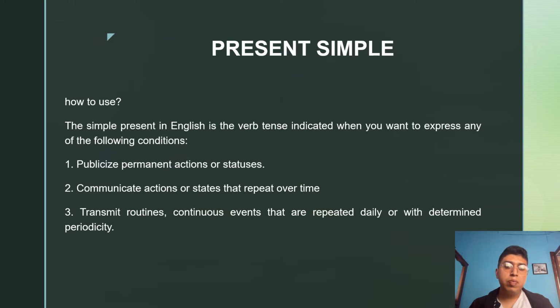The present simple, how do you say? The simple present in English is the verb tense used when you want to express any of the following conditions: publicize permanent action or status change, communicate action or state that repeat over time, transmit routines, continuous events that are replayed daily or with determinate periodicity.